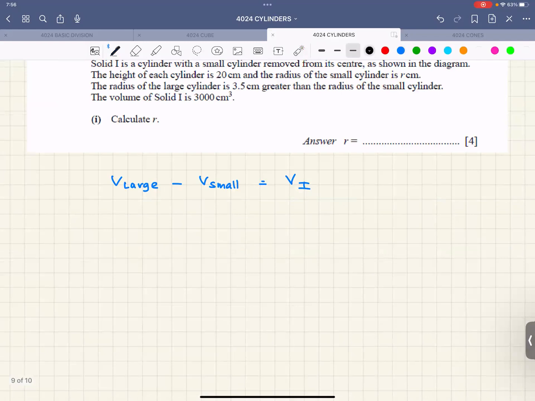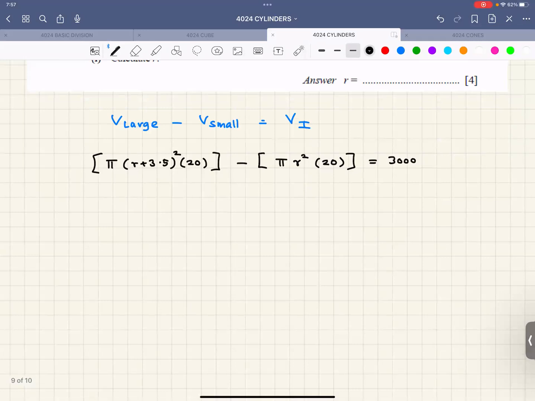Volume of large is pi times (R plus 3.5) square times H, which is 20. This is volume of large, minus volume of small, that is pi R square times 20. This equals 3000. Now, what should I take common? Let me take pi common and 20 common, bracket closed, equals 3000.